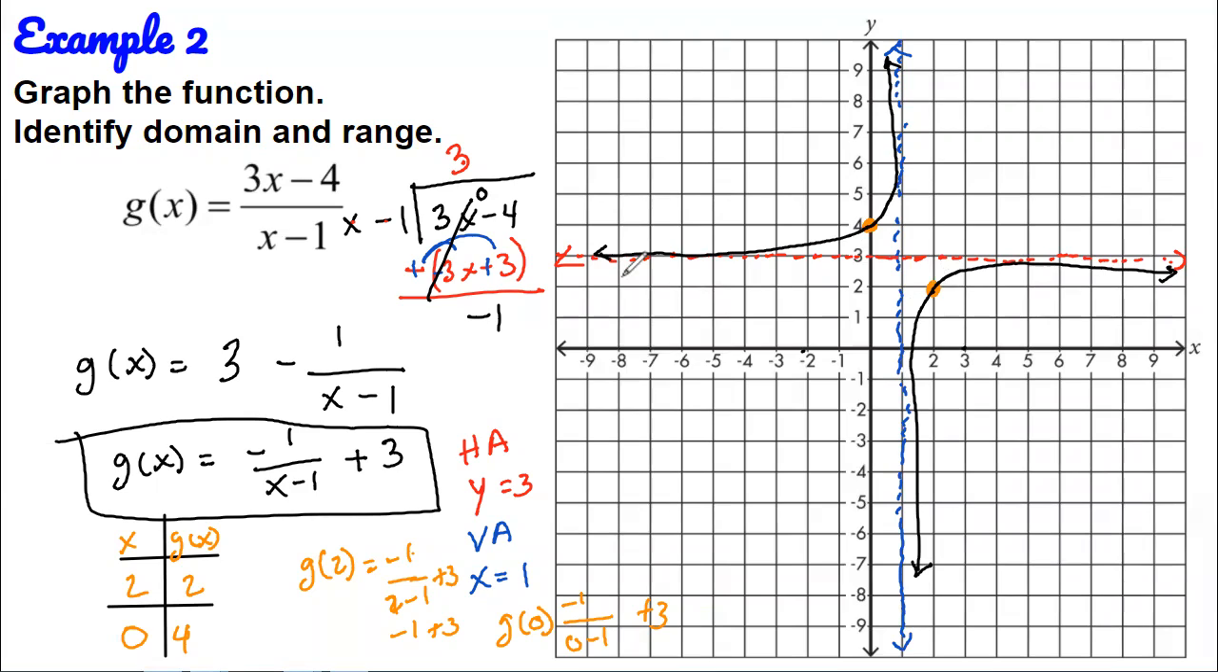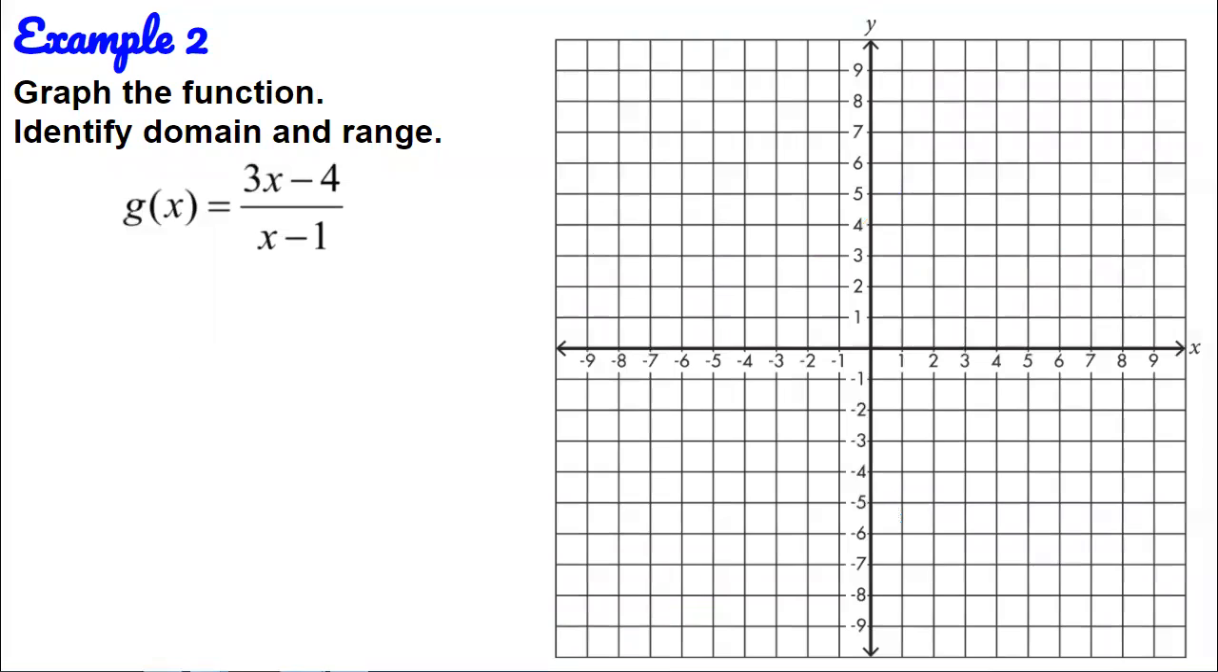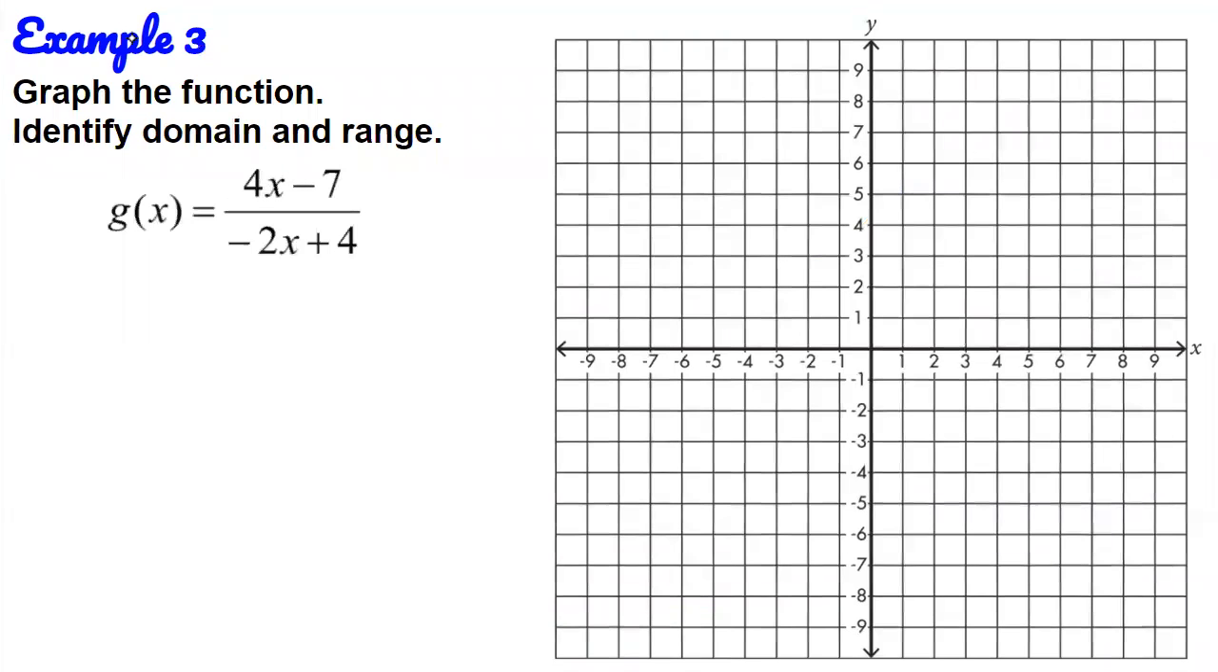Okay, one more. Let's go ahead and practice one more, and then I'll give you guys the activity. Ready? Okay. All right, so go ahead and copy this one down. G of x equals 4x minus 7 over negative 2x plus 4.